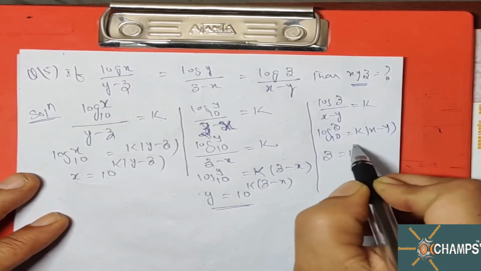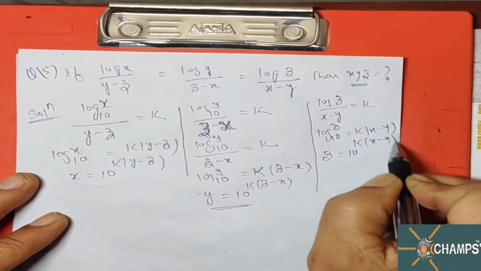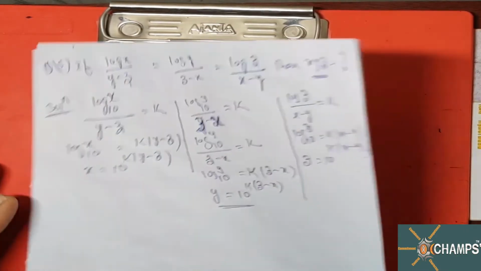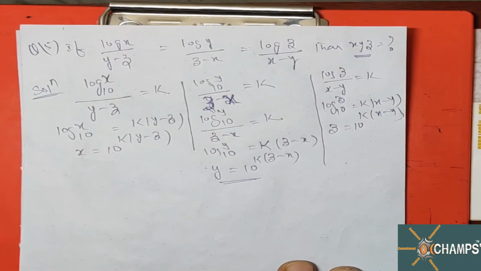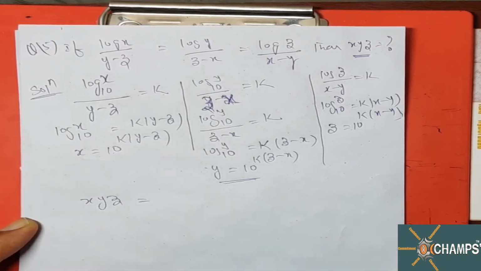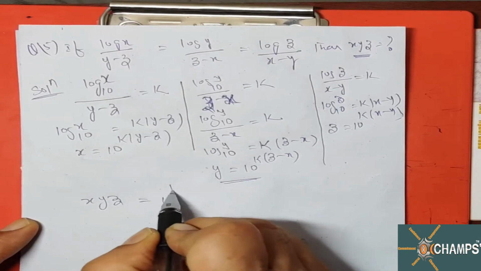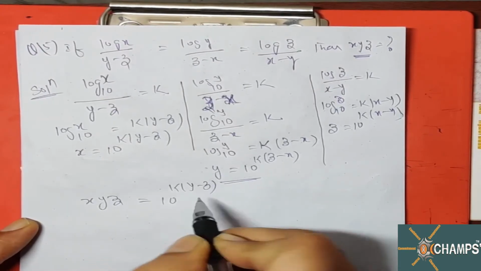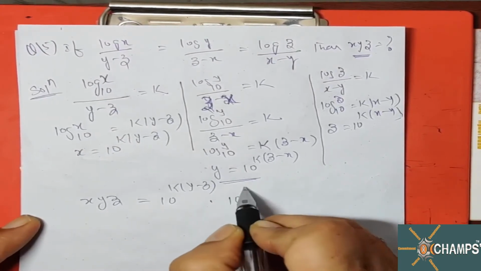Log z divided by x minus y is equal to k. Log z to the base 10 is k into x minus y. Z is equal to 10 to the power of k into x minus y. Now sir, x, y, z are free from logs.